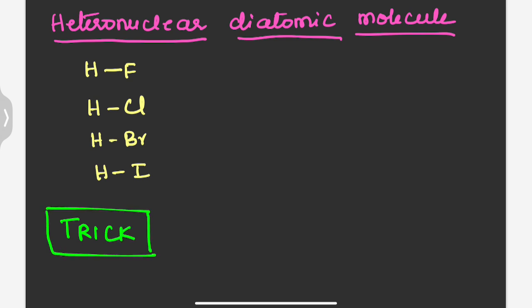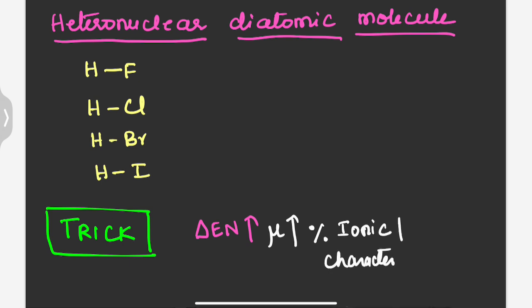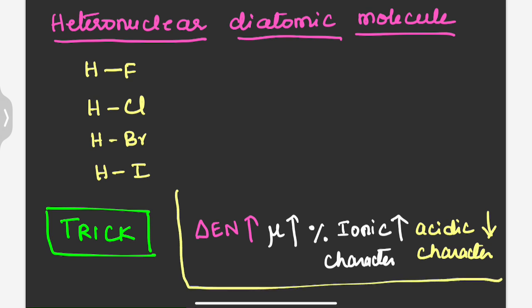So using one trick, again we can solve many types of questions. So remember, if the difference in electronegativity is more, then the dipole moment also will increase. If the dipole moment increases, the percentage ionic character also will increase. If the percentage ionic character increases, then their acidic character will decrease. So this is the trick.